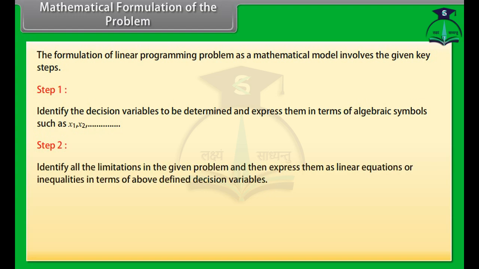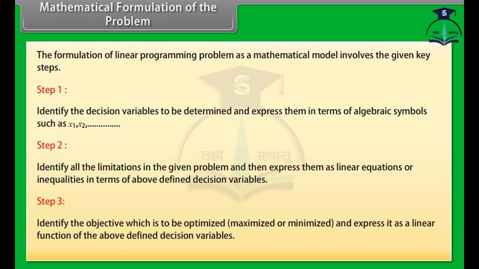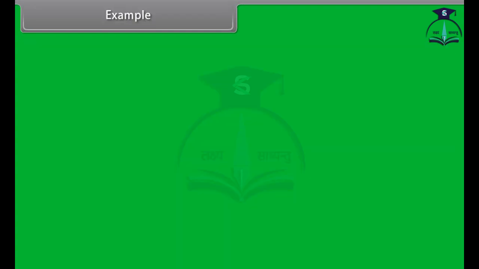Step 2. Identify all the limitations in the given problem and then express them as linear equations or inequalities in the terms of above defined decision variables. Step 3. Identify the objective which is to be optimized, maximized or minimized and express it as a linear function of the above defined decision variables.